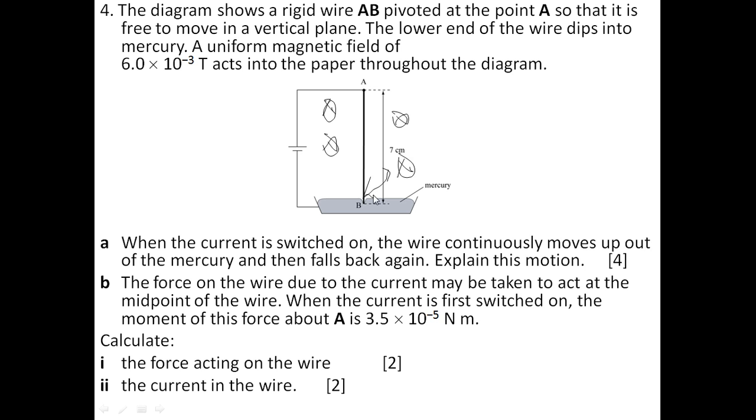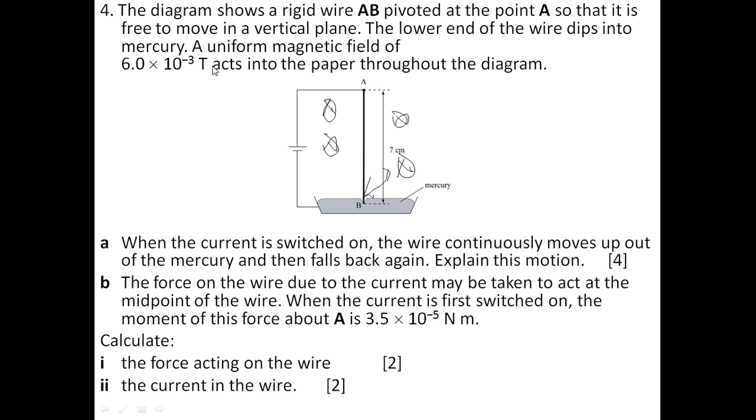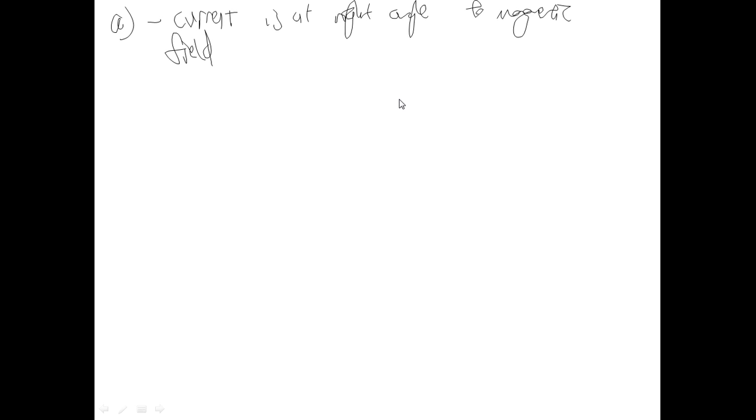So why does this happen? First thing that you have to say is that the current is at right angle to the magnetic field. Now let's go back to the diagram. You see, this is the current going from here. Now this is the magnetic field that's going into the paper. So each is at right angle to the other.